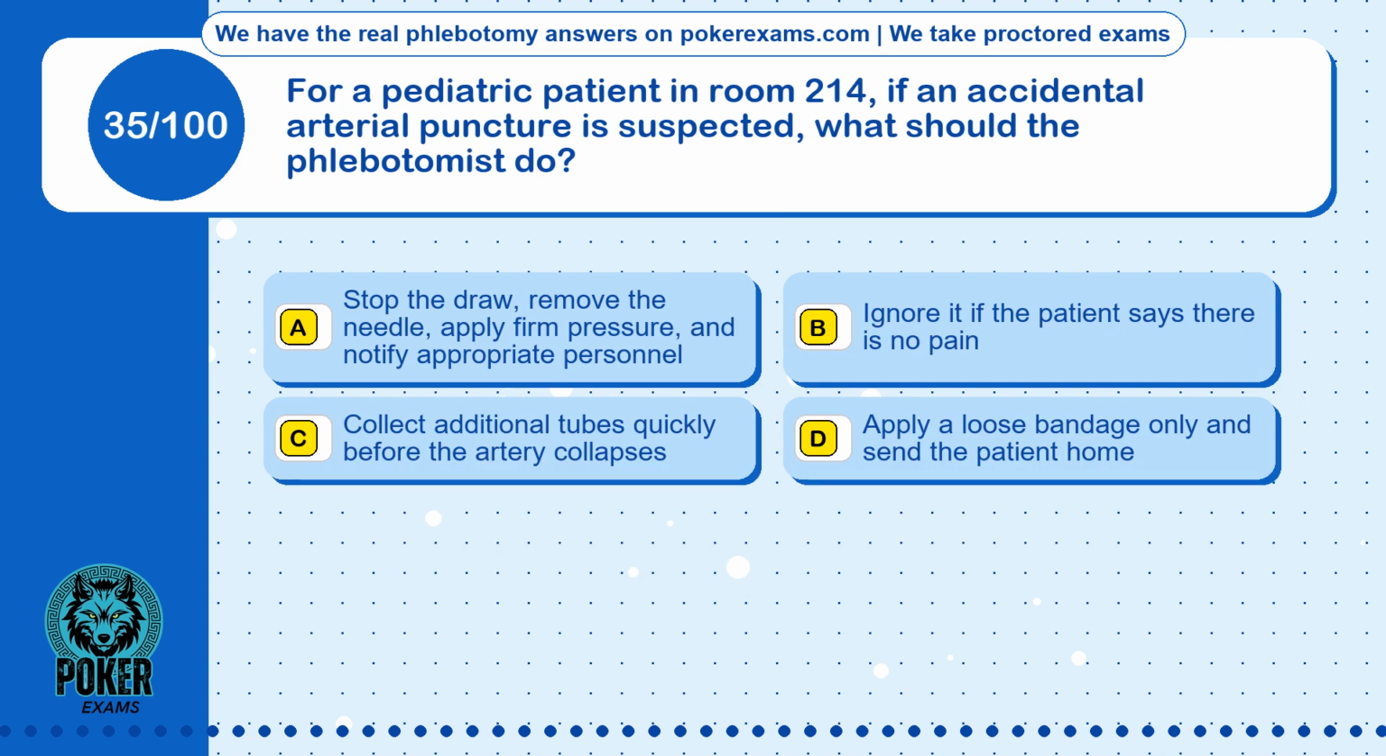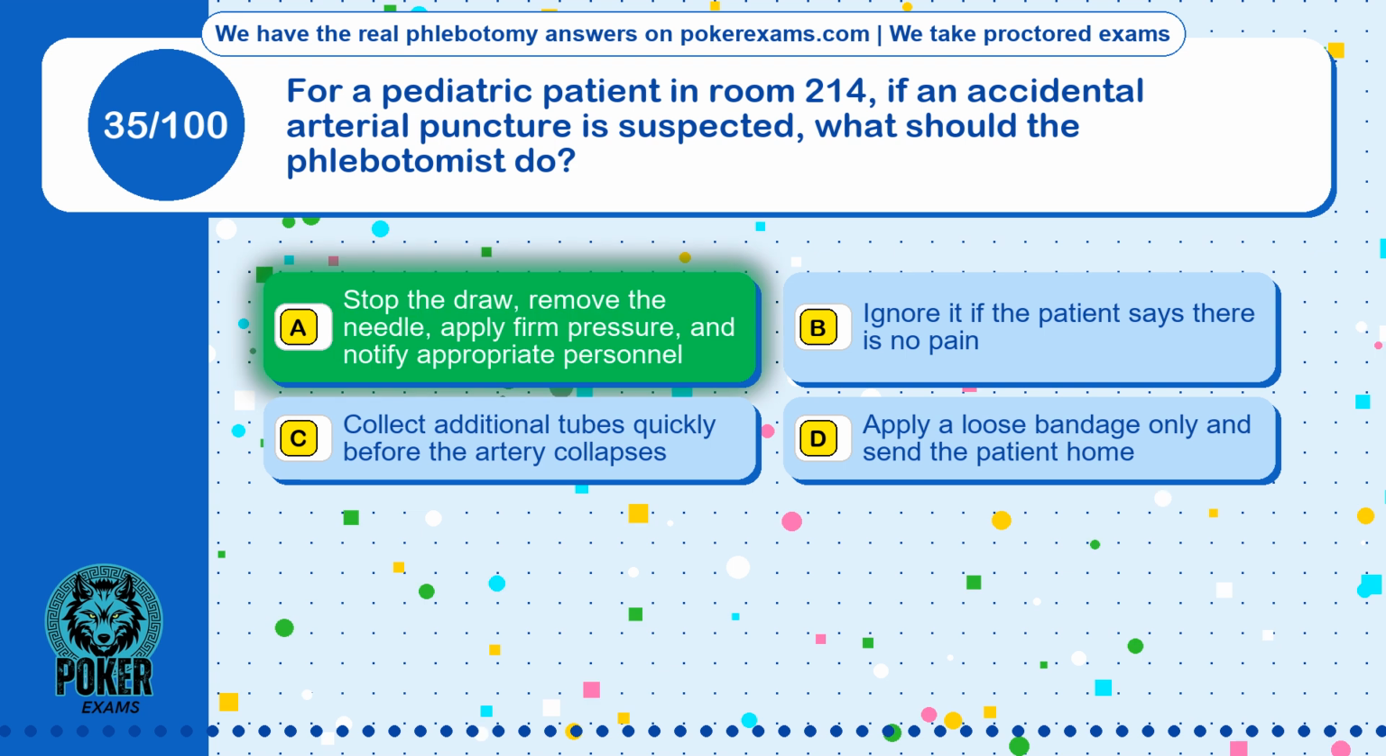Question 35. For a pediatric patient in room 214, if an accidental arterial puncture is suspected, what should the phlebotomist do? Option A. Stop the draw, remove the needle, apply firm pressure, and notify appropriate personnel. Option B. Ignore it if the patient says there is no pain. Option C. Collect additional tubes quickly before the artery collapses. Option D. Apply a loose bandage only and send the patient home.